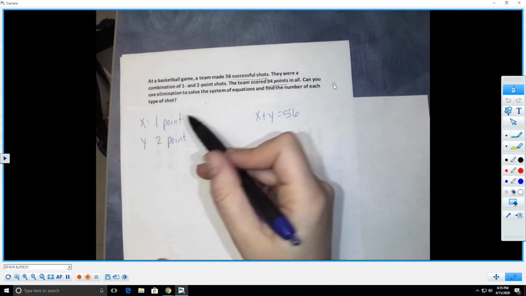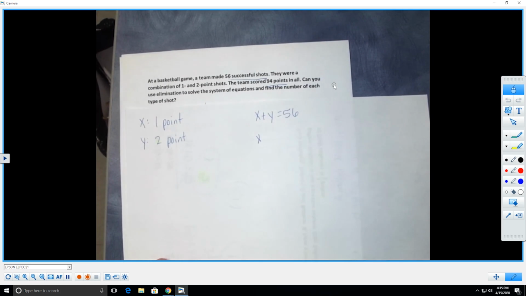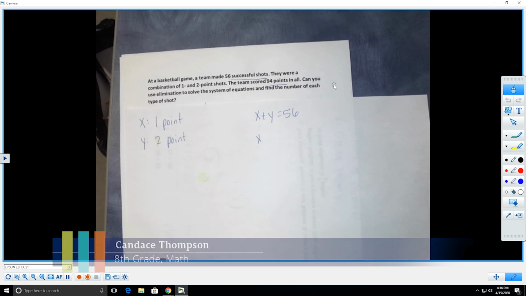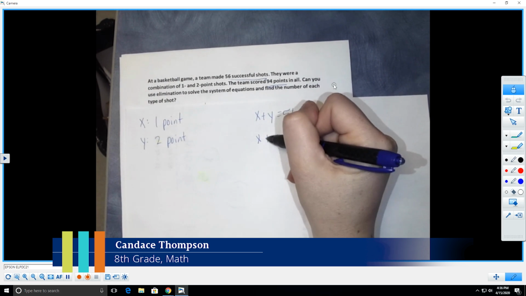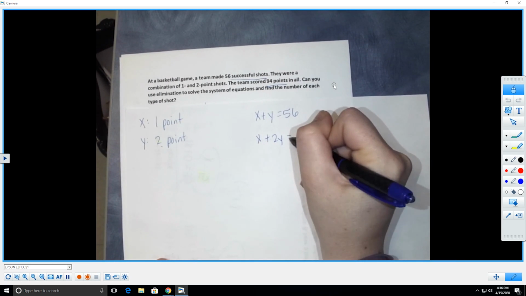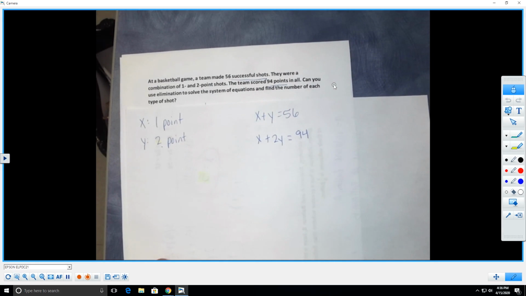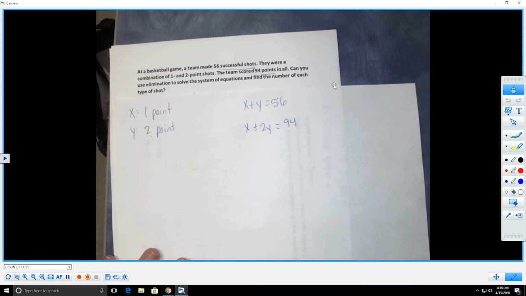We know that the value of X, that's representing my 1 point shot. So that's 1, my understood coefficient of 1 there, plus my 2-point shots, 2y, is going to equal 94 points total. So you should have set up something like this. Now use elimination to determine how many 2-point shots were made.